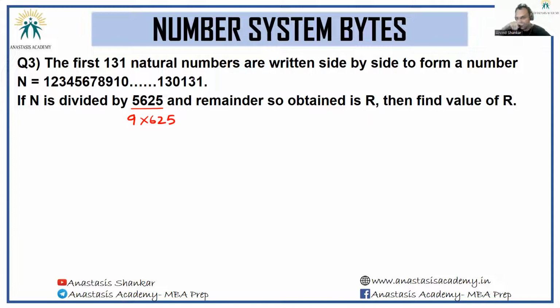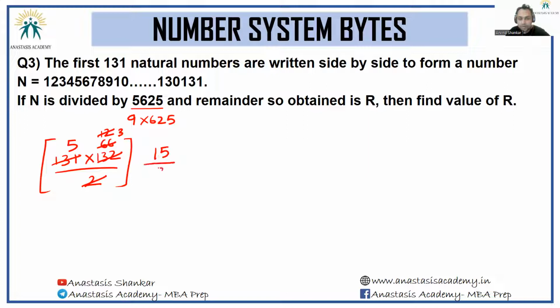If I want remainder with 9, I need sum of the digits. The best way to get that would be 131 into 132, sum of first n natural numbers, divided by 2. This is sum of the digits. Cancel, cancel, I get 66. Given that we finally only need remainder by 9, I can simply add up the digits also. This will turn to 5, this will turn to 12, this will turn to 3. So 5 into 3, I've got 15 by 9, or remainder with 9 is 6. So the number that I'm dealing with is 9n plus 6. This gives me remainder with 9.